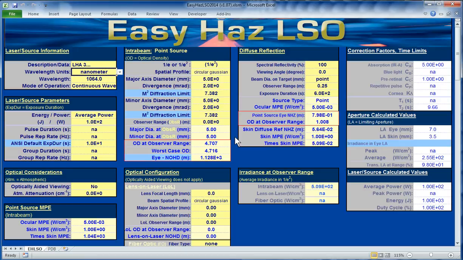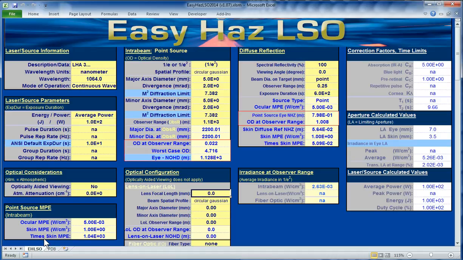So this is a typical hazard analysis for an industrial YAG. We notice that for an observer, the OD, or worst case, is 4.7. We would round to OD 5. Quick check, let's put 1128 into the observer range, and our OD does go to 0. Let's put 1100. And we do have a slight OD, so this all makes sense. Looks like everything is tracking well.